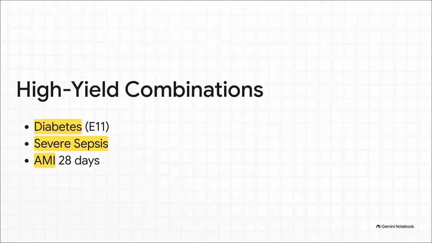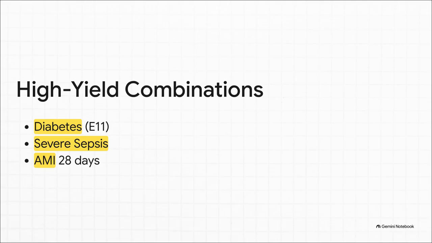I want to highlight 3 massive, high-yield combination scenarios that will absolutely 100% show up on your exams. First, diabetes with manifestations. The E11 series links type 2 diabetes with complications like neuropathy or chronic kidney disease. Second, sepsis. When sepsis leads to severe sepsis and acute organ failure, you are looking at a mandatory 3-code stack.